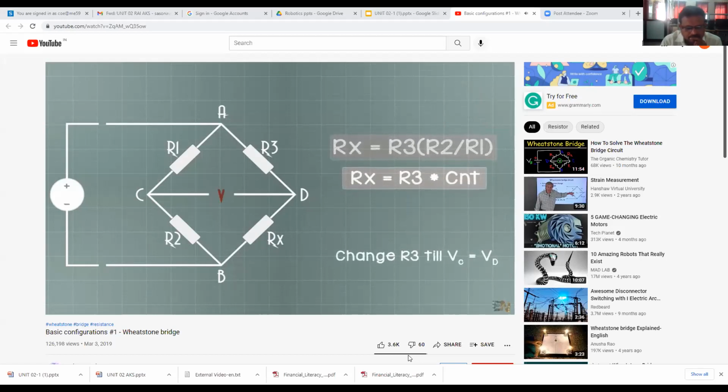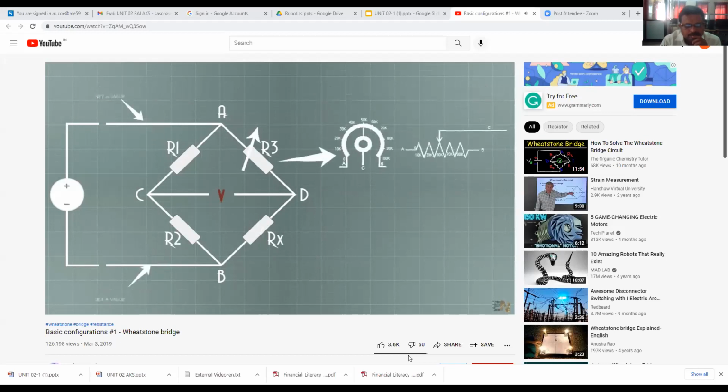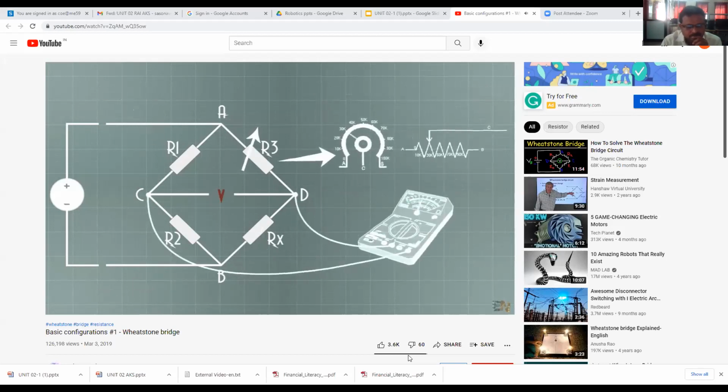Okay, so now we know what value of resistor we should have in order to have 0 volts between point C and D. But the Rx is the unknown value. So what we do is to put R1 and R2 to a known value, but we make R3 variable. We change the R3 value till the voltage between C and D is 0, and that's when the bridge is balanced. But now let's give some values.